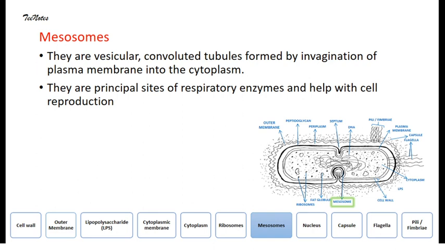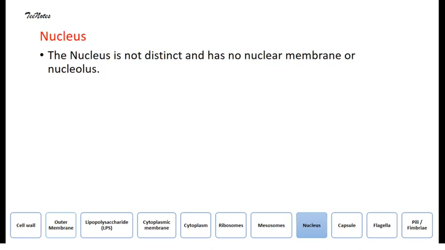Next are the mesosomes. They are vesicular convoluted tubules formed by invagination of the plasma membrane into the cytoplasm. In cell biology, a vesicle is a structure within or outside a cell consisting of liquid or cytoplasm enclosed by a lipid bilayer. They are the principal sites of respiratory enzymes like cytochrome oxidase, ATP synthase and so on. Next is the nucleus. As we know, bacteria are prokaryotes, so there is no distinct nucleus and no nuclear membrane or nucleolus in it.